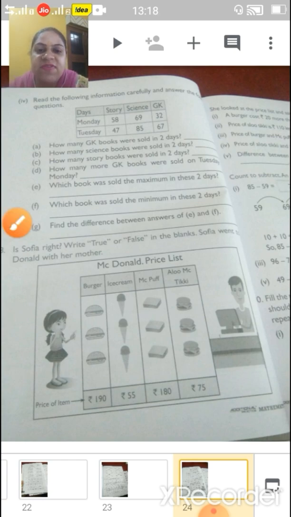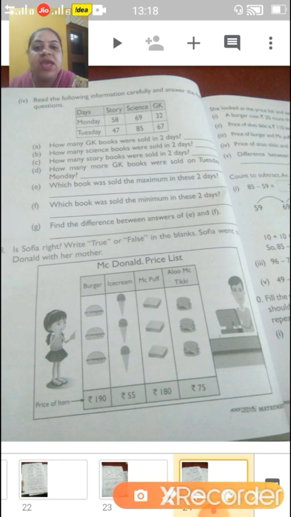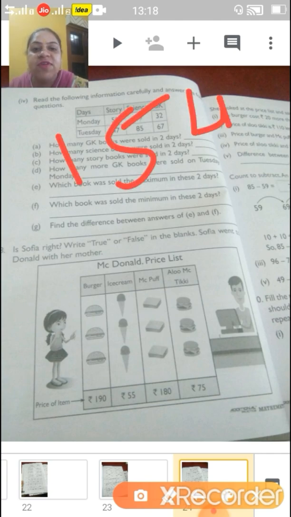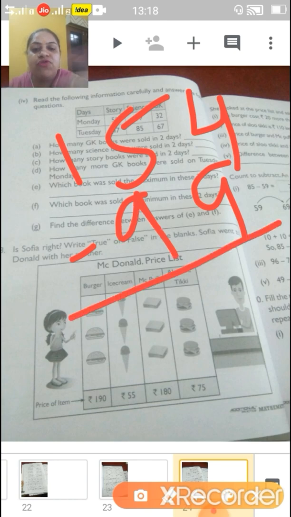Now find the difference between E and F. E and F means which book is maximum. Maximum is the science book, that is 154. Minimum is your GK book, that is 99. So what we are going to do, difference between E and F, that is 154 minus 99. So what will be your answer, that we will write here. Understood? Now come to the next question.